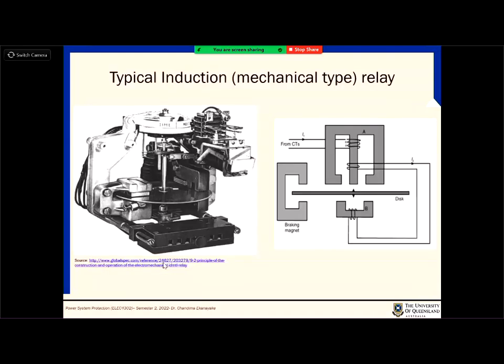And why do you need this sort of braking magnet? Because once there's a torque, it starts to rotate very fast. So using the braking magnet, when the disc rotates, it will produce some sort of anti-torque. The magnetic field appears here and tries to reduce the speed of the disc, nothing else. But in a numerical relay, you don't have any of those things. You just set the magnitude and then it does the calculations.